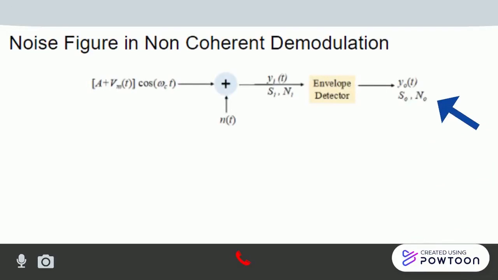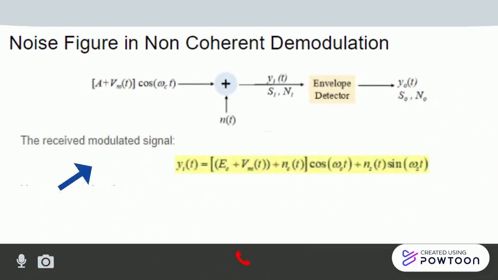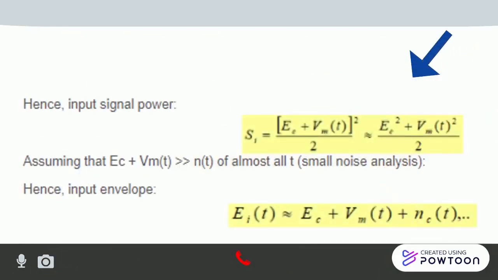Noise figure in non-coherent demodulation. As you can see here is the block diagram for the overall equation to get the noise figure in non-coherent demodulation. We will start with the received modulated signal, which is the equation as shown below. Hence, the input signal power is equal to (Ec + Vm(t))^2 over 2, or approximately equal to Ec^2 + Vm(t)^2 over 2. And assuming that Ec + Vm(t) is much more than n(t) for almost all t, which is in small noise analysis, hence the input envelope is equal to as shown below.